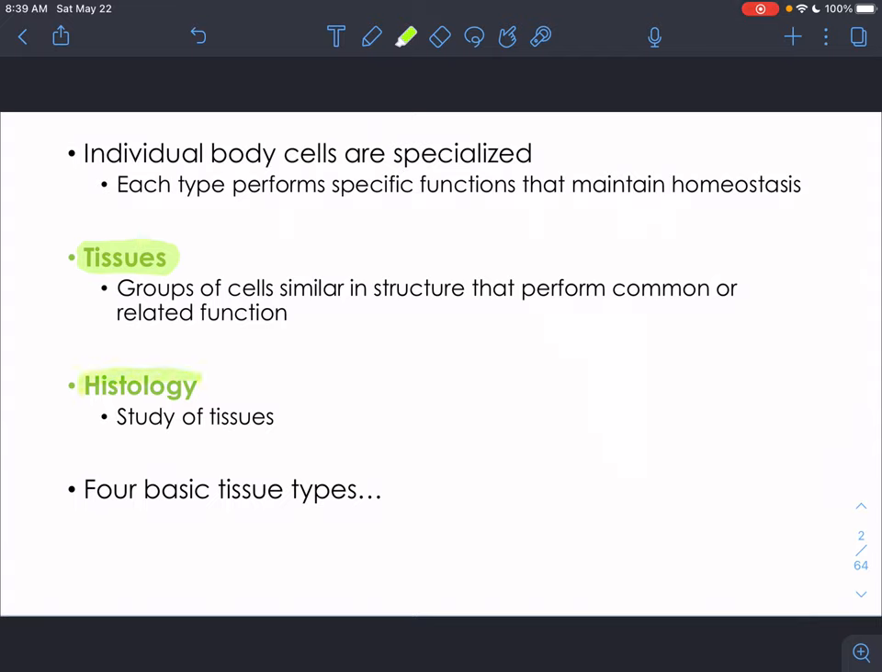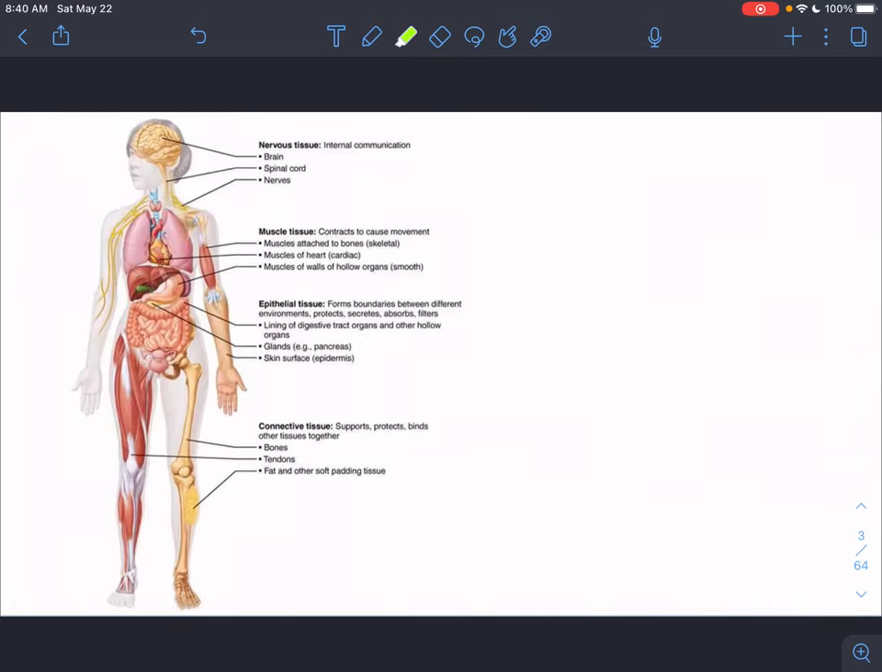Histology is the study of tissues. Okay, so in lab you will have an entire class dedicated to looking at histology. A lot of that information is going to reiterate what we say in lecture, but this whole chapter is looking at histology and what the tissues look like, what their function is, and so on and so forth. Okay, so in our body, we have only four basic tissue types. Okay, so four basic tissue types.